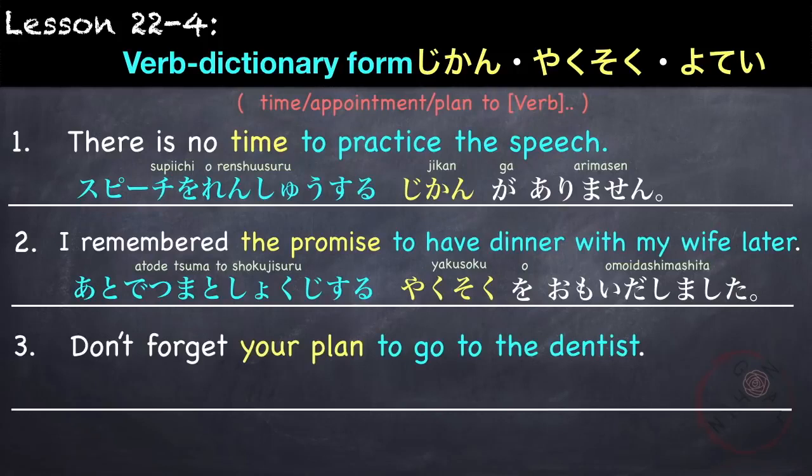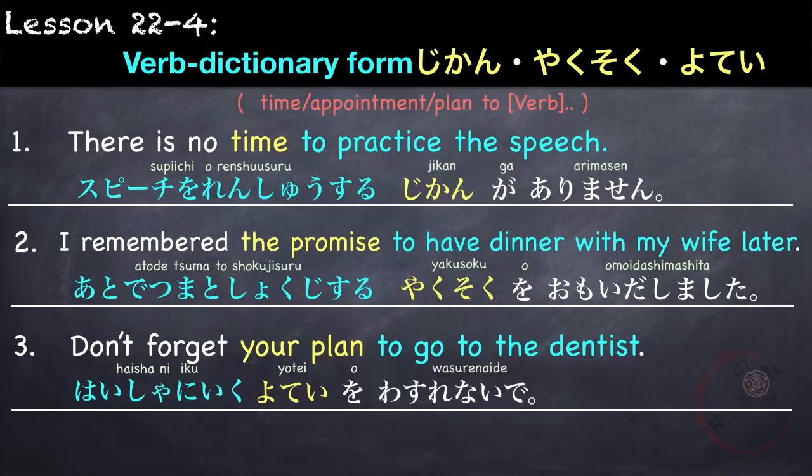And last example, don't forget your plan to go to the dentist. So here we're describing the word 予定 or your plan. So it's the plan to go to the dentist. 歯医者に行く予定. So the plan to go to the dentist を忘れないで don't forget. 歯医者に行く予定を忘れないで.